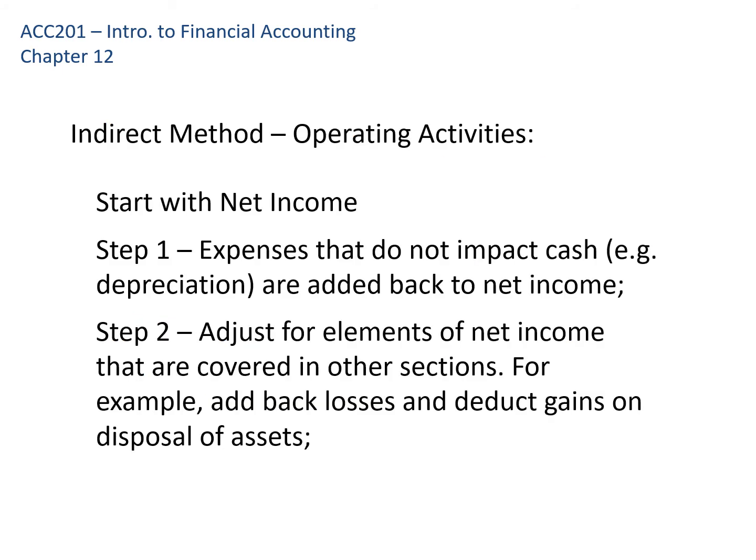The next section I want to talk about is the indirect method for operating activities. This is the trickiest of the three sections. So you're going to have to just trust me here and follow this formula, and then we'll see how it works. We're going to start this section with the company's net income, their bottom line on their income statement. Step one: we'll add back any expenses that were used in arriving at net income. We'll add that back to net income. The most common example here is depreciation.